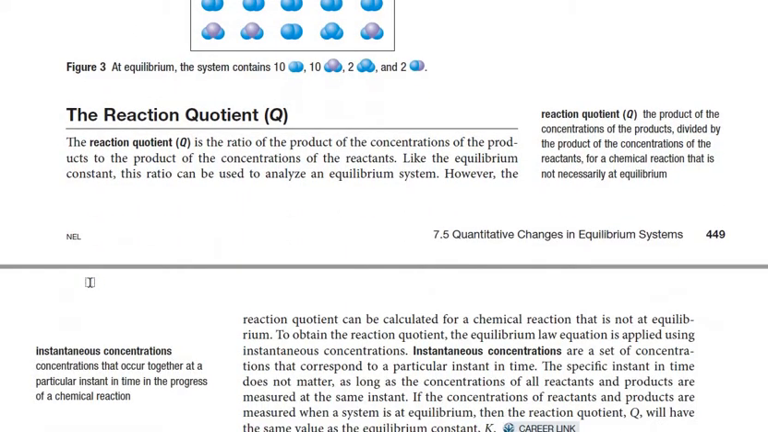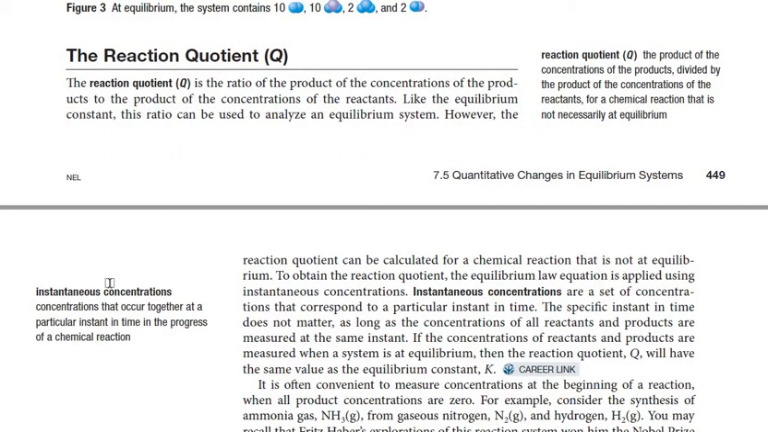Now the next part, I want to talk about the reaction quotient. The reaction quotient is the ratio of the product of the concentrations of the products to the product of the concentrations of the reactants. Like the equilibrium constant, the ratio can be used to analyze an equilibrium system. However, the reaction quotient can be calculated for a chemical reaction that is not at equilibrium. To obtain the reaction quotient, the equilibrium law equation is applied using instantaneous concentrations.